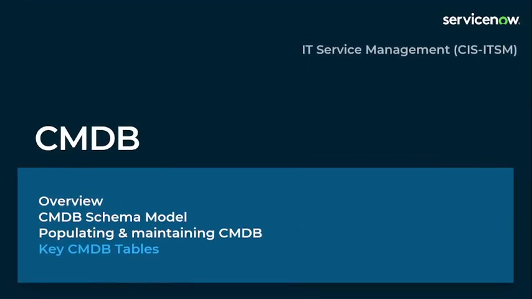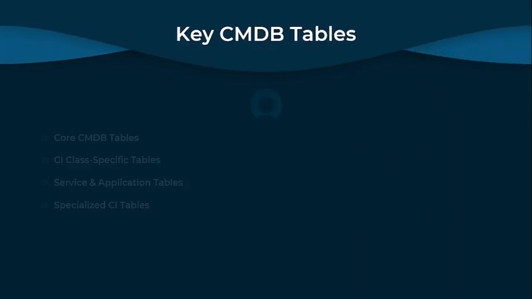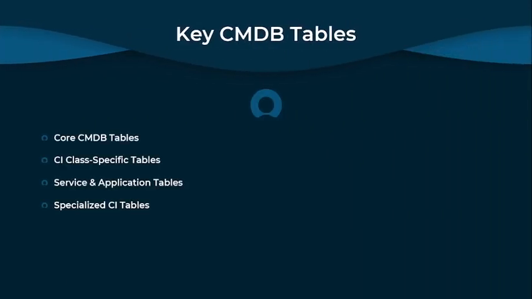And key CMDB tables. The CMDB consists of several key tables that store and organize information about configuration items and their relationships. First is the core CMDB table, the central table for all configuration items in the CMDB, storing generic information such as name, asset tag, class, manufacturer, model, serial number, location, assigned to, and install status. This table acts as the parent table for all other CI classes.